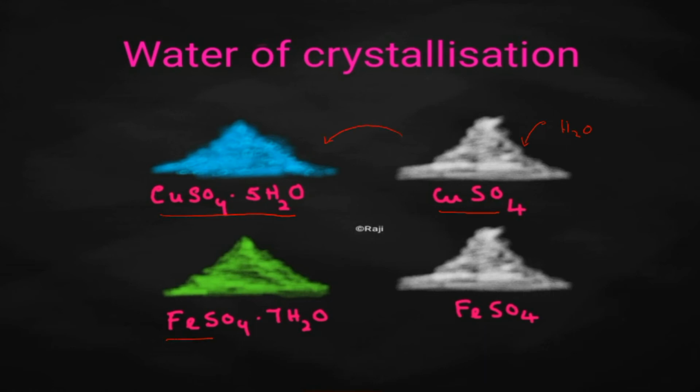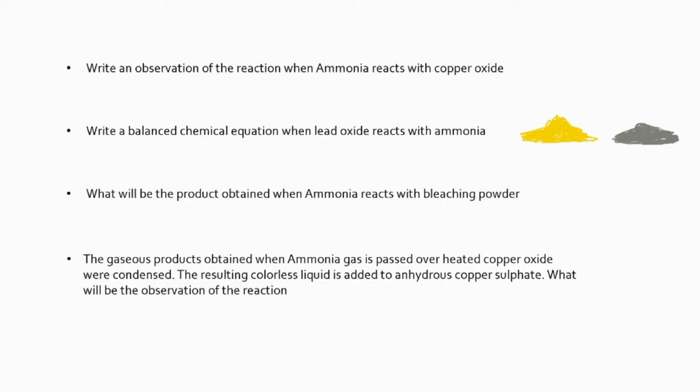Then hydrated ferrous sulfate. What is the color? It will be green in color. If you heat that, it will become anhydrous ferrous sulfate. What is the color of anhydrous ferrous sulfate? It is colorless. If you add water, again it will turn green. You can just memorize a picture, and this will help you in the analytical chemistry chapter also, related to your practical part. Now, let's see some board questions related to what we have discussed.